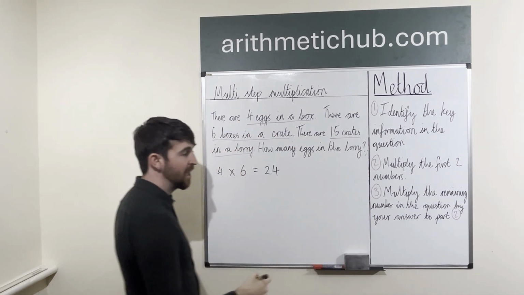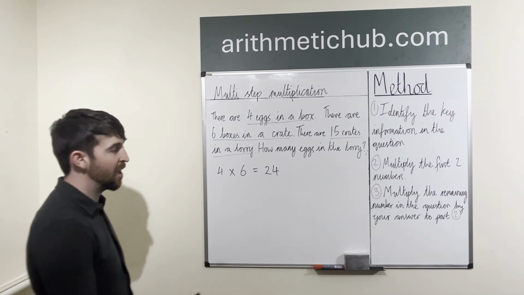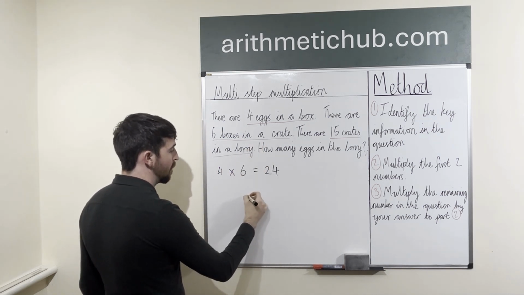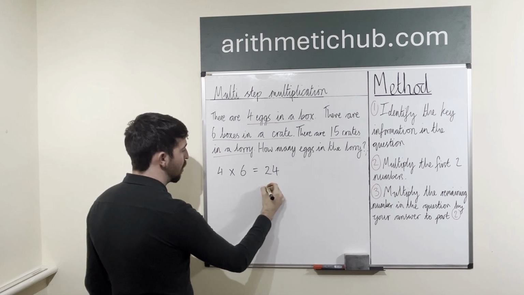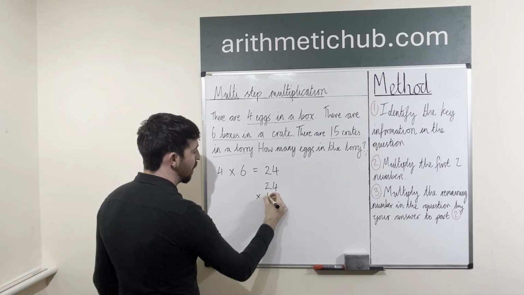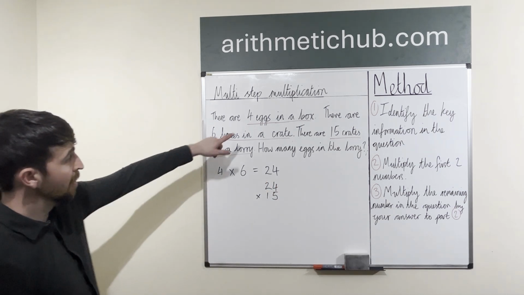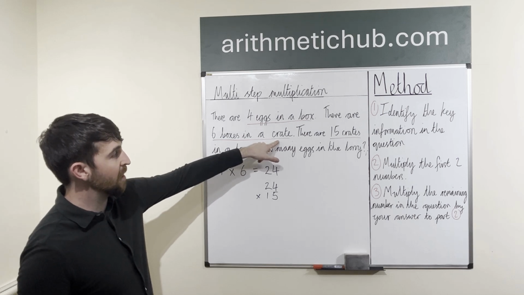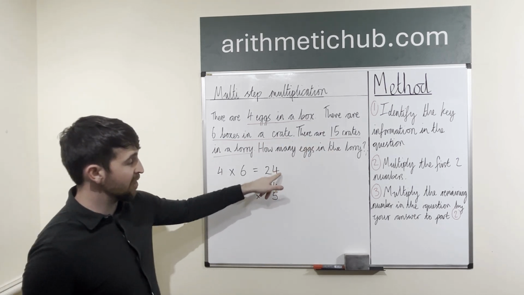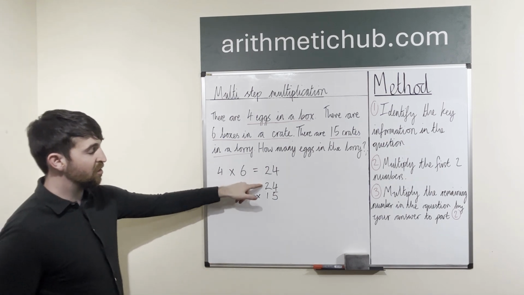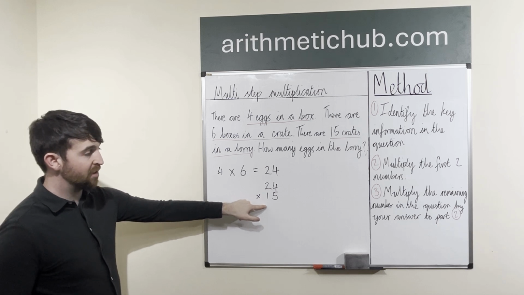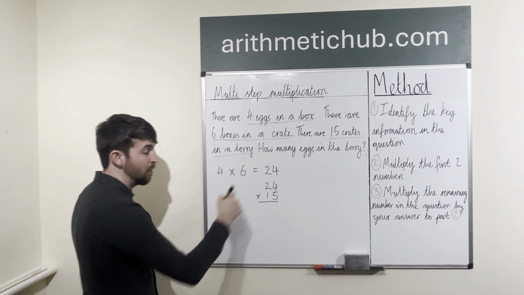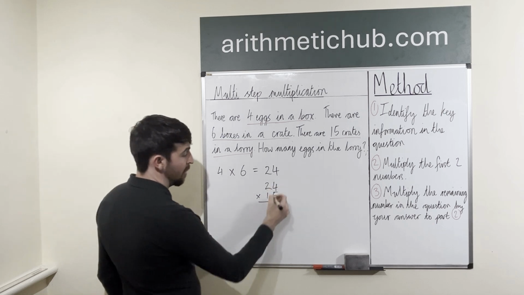Now up to part 3 of the method. Multiply the remaining number in the question by my answer to part 2. My answer to part 2 is 24, and my remaining number is 15. So now I'm going to do 24 multiplied by 15. Let's just check if that makes sense. 4 eggs in the box, 6 boxes in a crate. So now we've worked out how many are in a crate. And we know in a crate there's 24 and there's 15 total crates. So there's 24 eggs in each crate and there's 15 crates in the lorry. If we multiply them together, we're going to get the total amount, aren't we? So now all I would do is 24 multiplied by 15.